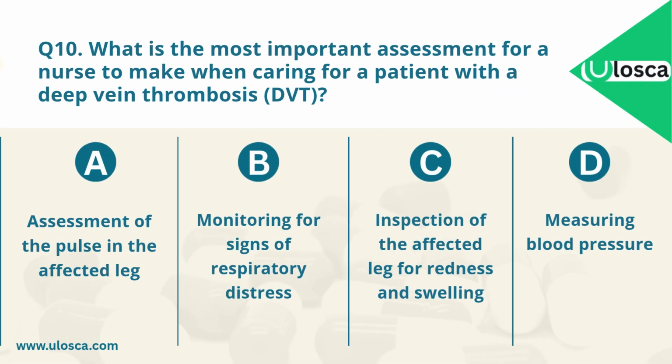Question 10. What is the most important assessment for a nurse to make when caring for a patient with a deep vein thrombosis? A. Assessment of the pulse in the affected leg. B. Monitoring for signs of respiratory distress. C. Inspection of the affected leg for redness and swelling. D. Measuring blood pressure. Which one is the correct answer?